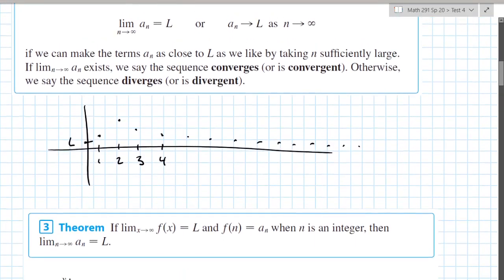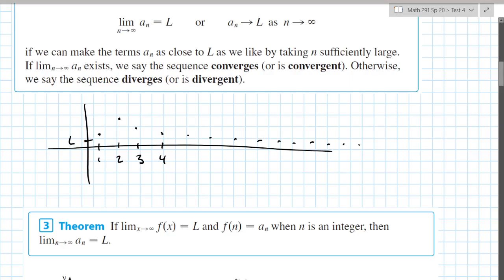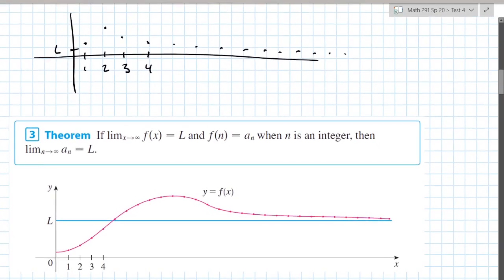So how do we actually calculate these limits? How do we evaluate these limits? Well, we've got this theorem, Theorem 3, that if the function f of x has the limit L, and if f of n is equal to a sub n, where n is an integer, then the sequence has a limit L. So here what we're saying is, hey, we've got this function which passes through all of the points of our sequence. So that's a sub 1, a sub 2, a sub 3, a sub 4, a sub 5, a sub 6, and so on.